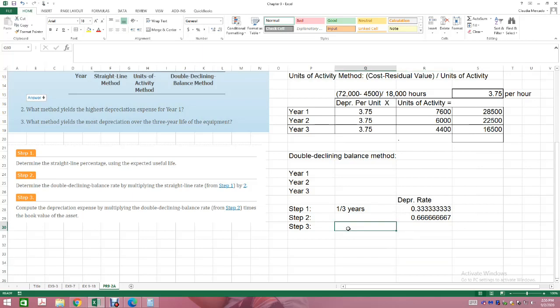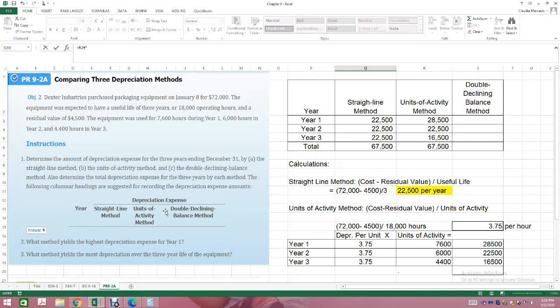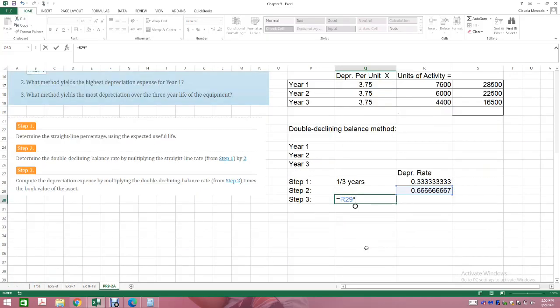Now step number 3, compute the depreciation expense by multiplying the double declining balance rate from step 2 times the book value of the asset. So we're going to get whatever we got in step 2, and we're going to multiply it times the value of the asset, and the asset cost me $72,000.